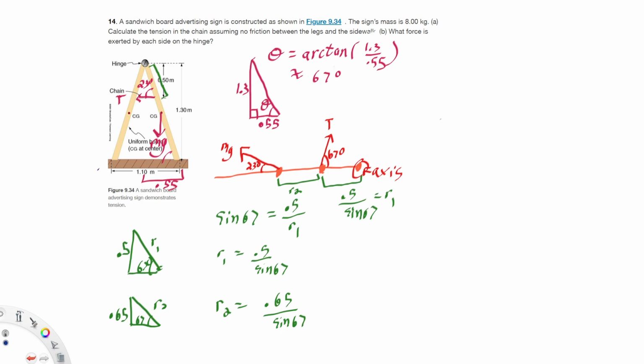If this sandwich board is sitting stably on the sidewalk, then the sum of torques on each half of the thing must be 0. And the torques provided are, there's one torque due to the tension, and if we look at the direction that the tension is pointing, that is going to tend to be... actually, hold on a second.